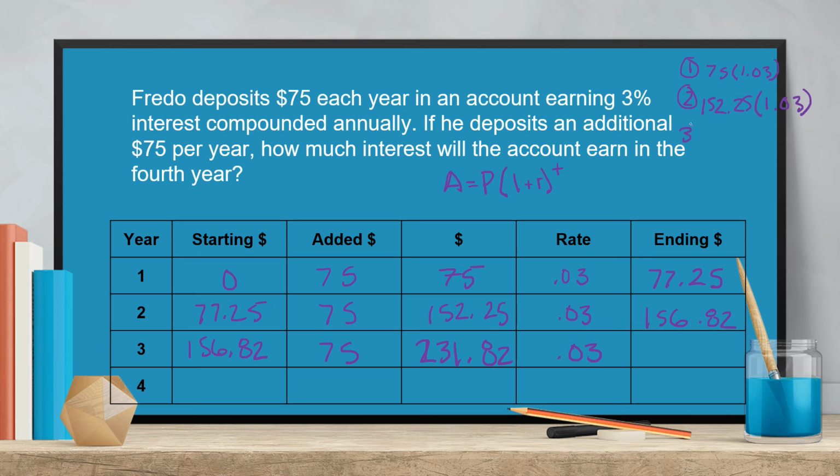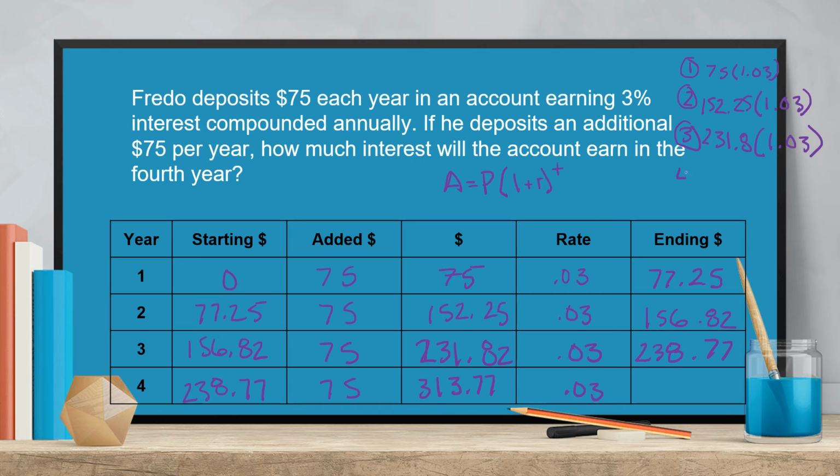So in year 3, it's 231.82 times 1.03. So now we do our math. Go ahead and do the math. And you'll see at the end of that year, he ended up with $238.77. So 4th year, he starts out with $238.77. He adds $75, giving him $313.77. The rate is 0.03.